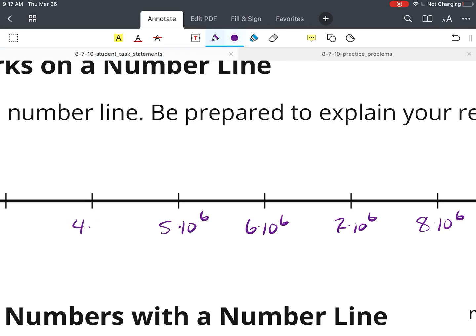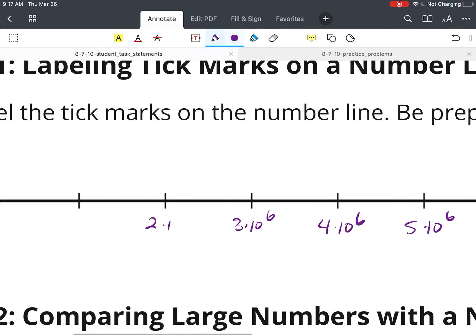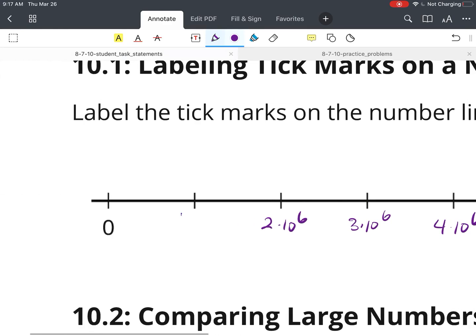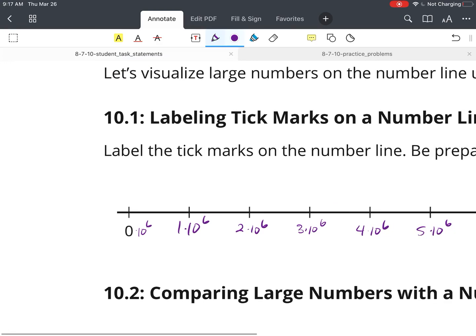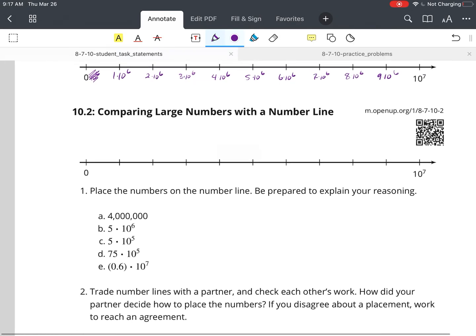5 times 10 to the 6th. 4 times 10 to the 6th. 3 times 10 to the 6th. 2 times 10 to the 6th. 1 times 10 to the 6th. And then this is technically 0 times 10 to the 6th, which is also known as 0, okay?